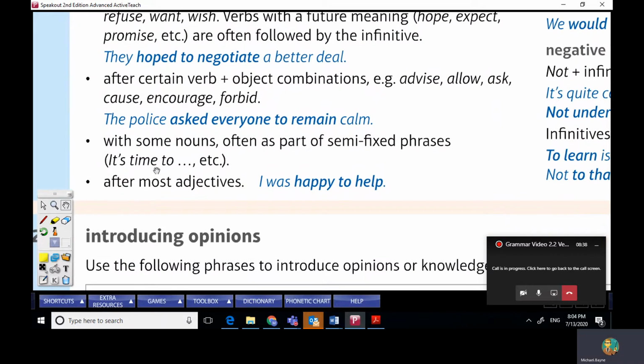There are some phrases that you can just memorize also that have these infinitives built into them. I was happy to help. Okay, so after happy, we have this infinitive just built in.